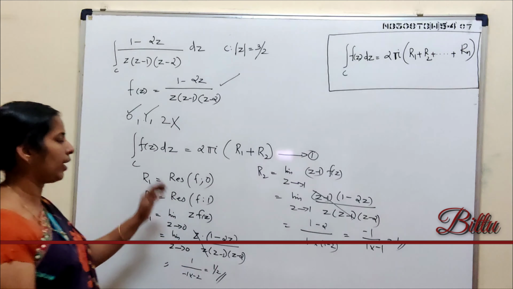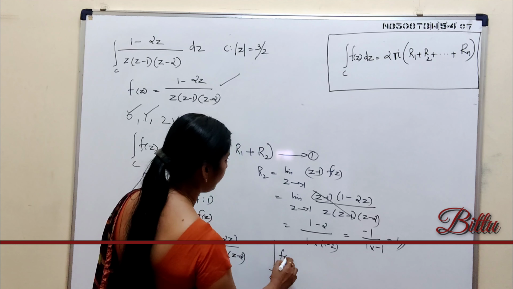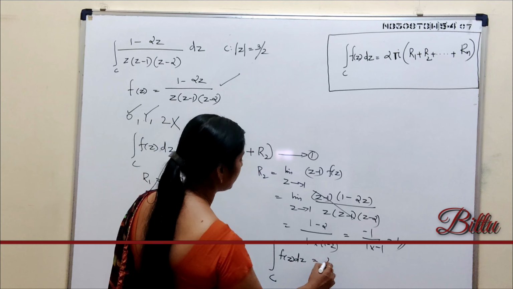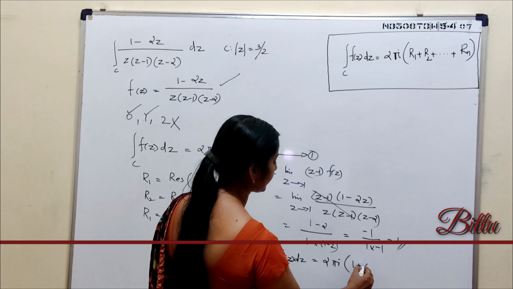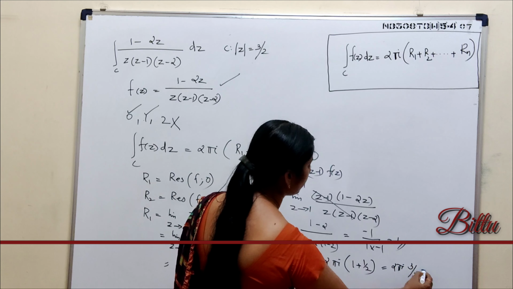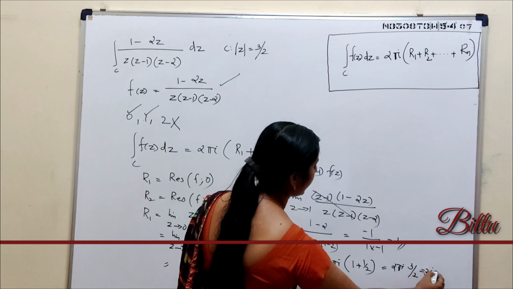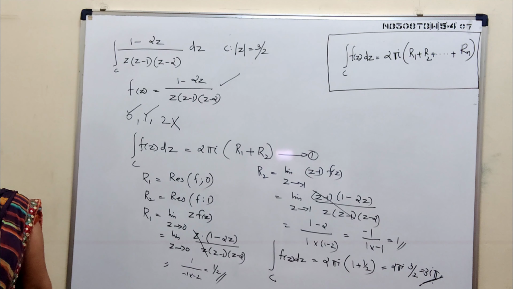You put the values of R1 and R2 in equation number 1. So we have integral over C f(z) dz is 2 pi i into (R1 plus R2), that is 1 plus half. That is 2 pi i into 3 by 2. So 3 i pi. That is the value of the given integral.